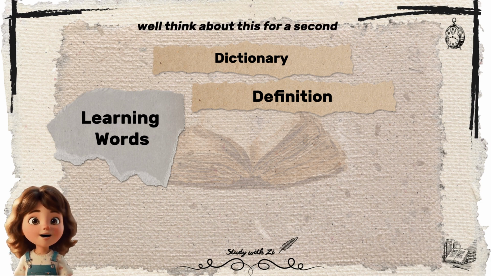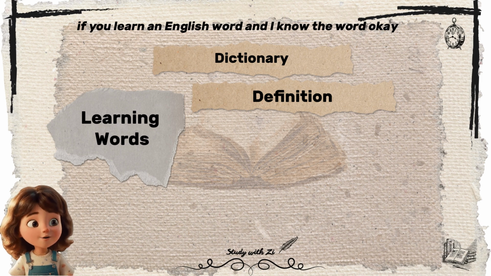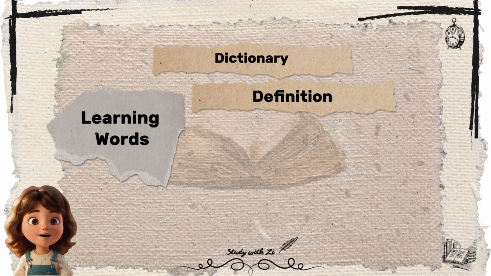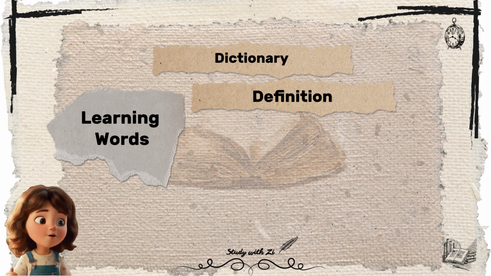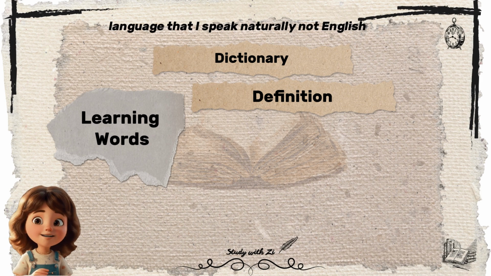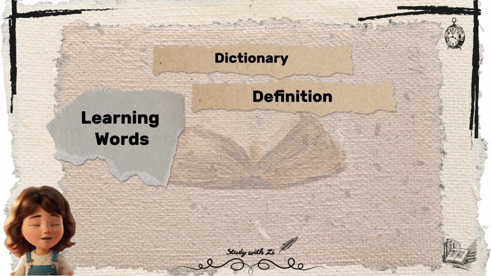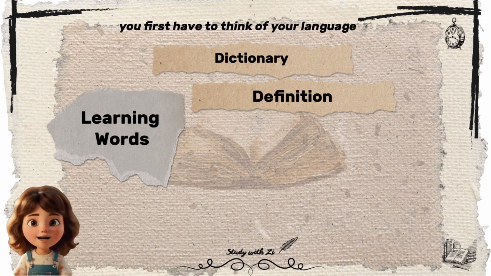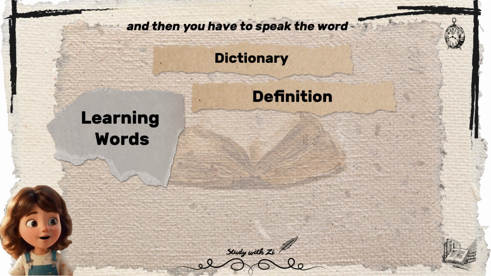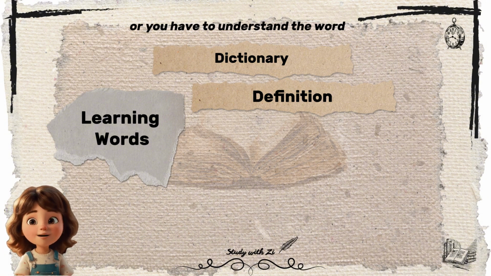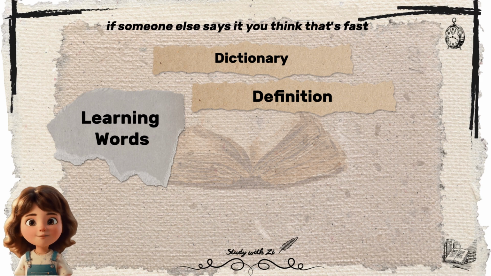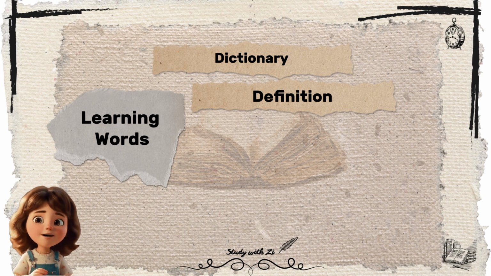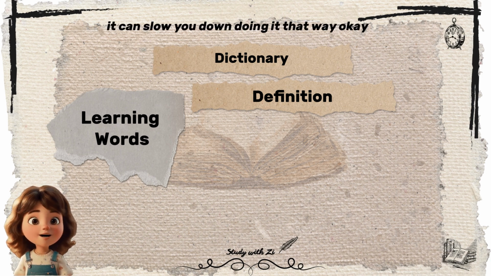Well, think about this for a second. If you learn an English word, and I know the word, okay? Pickle, okay? But the understanding of the word is back in my old language, my language that I speak naturally, not English. Then, every time that word comes up, you first have to think of your language, and then you have to speak the word, or you have to understand the word if someone else says it. You think that's fast? Is that thinking in English? No, not really.